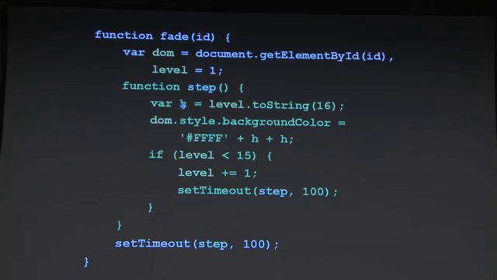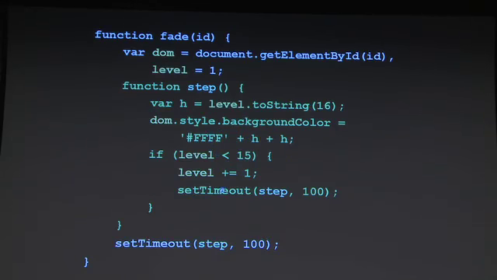And so h here is set to the string of the level amount. So it's 1, 2, 3, 4, 5. And it's set with toString in base 16, I believe. I think it must be in base 16. Then FFFF is for R and G, and then the h and the h will be the blue code. And so they're setting the background color of the element to be an ever lighter and lighter blue value. It starts out pretty dark, and then it gets lighter and lighter until it becomes FFFFFF.